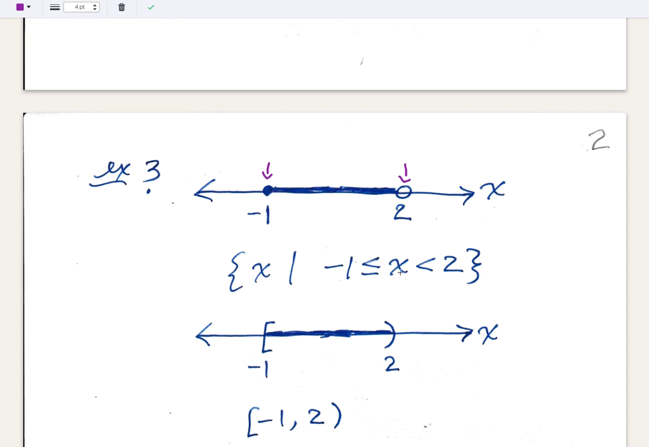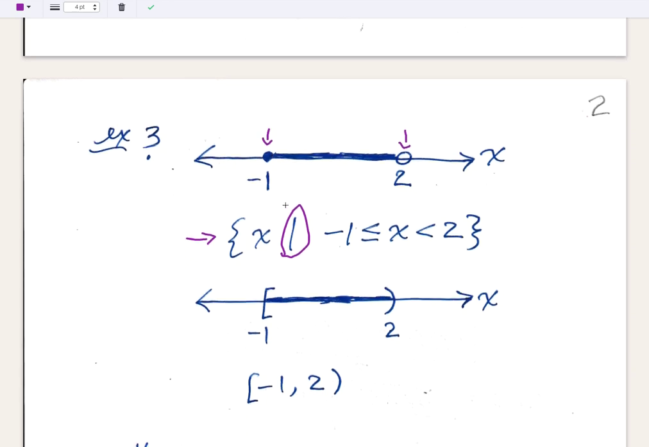-1 to 2, or everything between -1 and 2, but including -1, but not including 2. So we would say in set builder notation, this is the set of all real x, or the set of all x if you want, because real is implicit. The set of all x such that -1 is less than or equal to x is less than 2. All right, so that's precisely that set graphed above on the real number line.